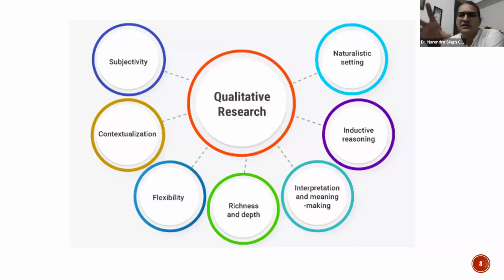Now, this is the best part: it provides me a naturalistic setting when I go for qualitative research. I am going for inductive reasoning. So when I talk about the methodology part, you have to understand that these are the important parts, right? Inductive reasoning helps me get interpretation and meaning making. The richness and depth of your study get enhanced and enriched. The flexibility is much, much better.